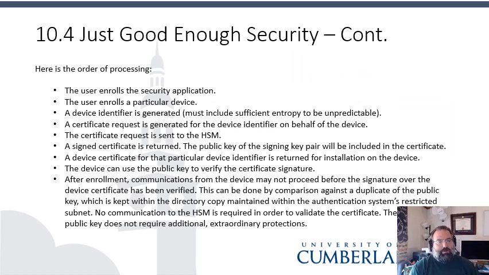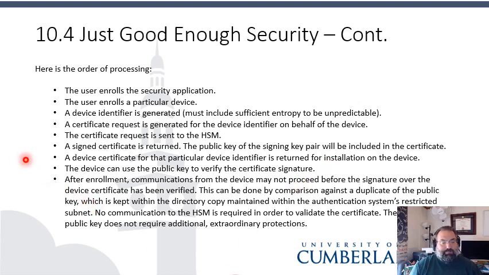Continuing the concept of just good enough, here is the order of processing. The user enrolls the security application. The user enrolls a particular device. The device identifier is generated, and it must have sufficient entropy to be unpredictable. A certificate request is generated from the device identifier on behalf of the device. The certificate request is sent to the HSM. A signed certificate is returned. The public key of the signing key pair will be included in the certificate, and a device certificate for the particular device identifier is returned for installation on the device.